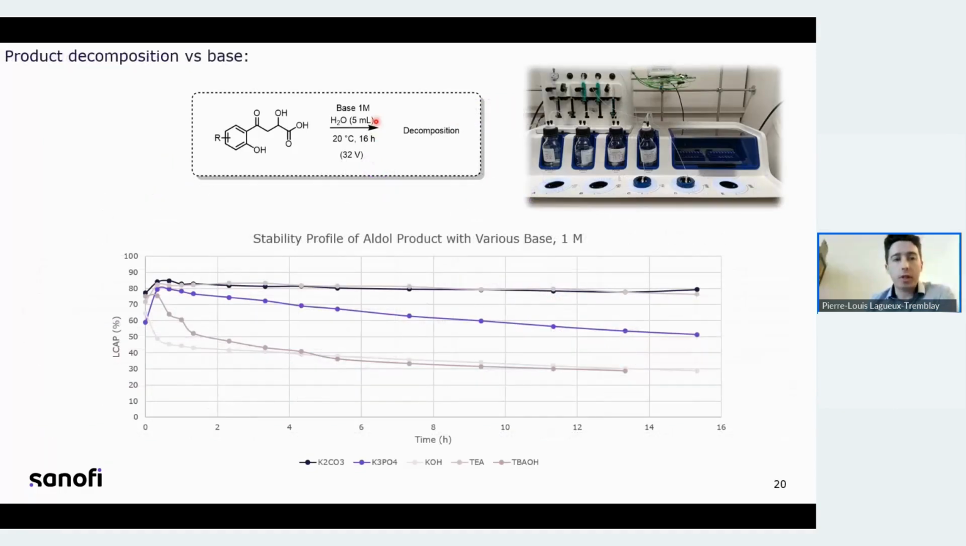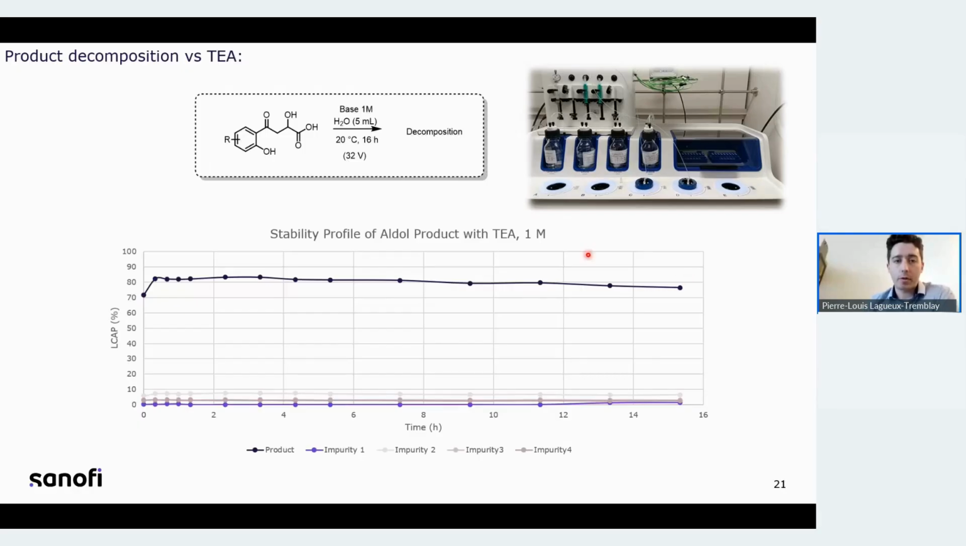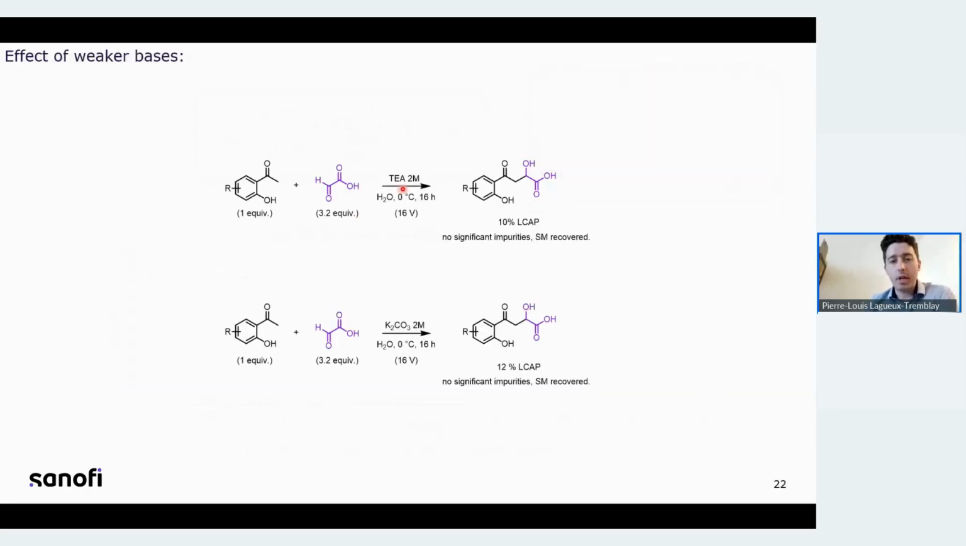Another thing that we studied was the decomposition of the product against different bases. So we tried less strong bases, such as, for example, organic bases, TEA or TBA hydroxide, and also other inorganic bases. And what was very interesting is that a weaker base, such as potassium carbonate or triethylamine, really slowed down the decomposition of this product. So we were curious to know, is a weaker base viable in this transformation? And you can see that the TEA was very interesting because the impurity profile was very low. But at first, TEA was not working very well.